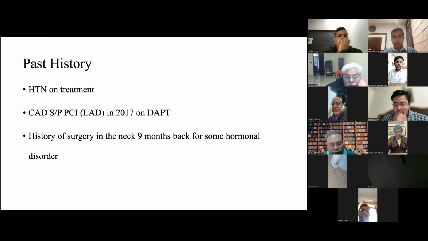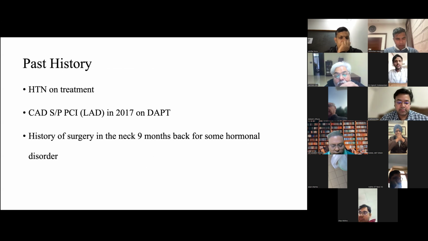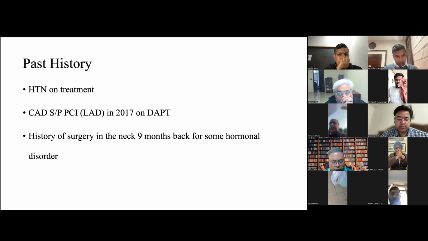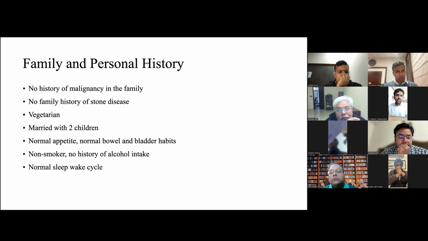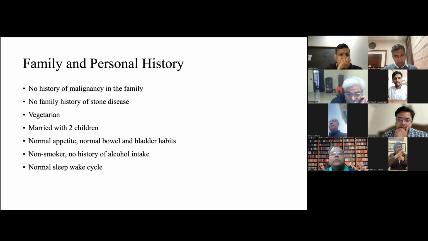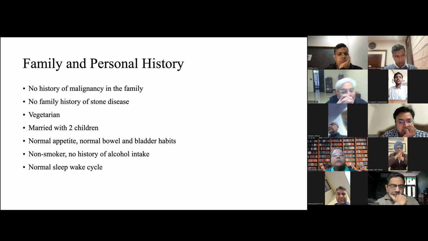Past history. He's a known hypertensive, currently on medications. He has a history of coronary artery disease, post LAD stenting in 2017, on dual antiplatelet drugs. And he gives a history of some surgery done in the neck 9 months back for some hormonal disorder. Family and personal history. There is no history of malignancy in the family, no family history of stone disease. He's a vegetarian by diet. He's married with 2 children. He has a normal appetite with normal bowel and bladder habits. He's a non-smoker, there's no history of any alcohol intake, and he has a normal sleep-wake cycle.